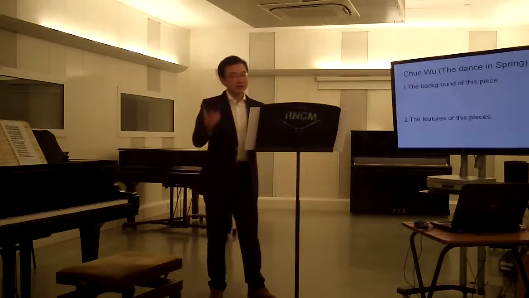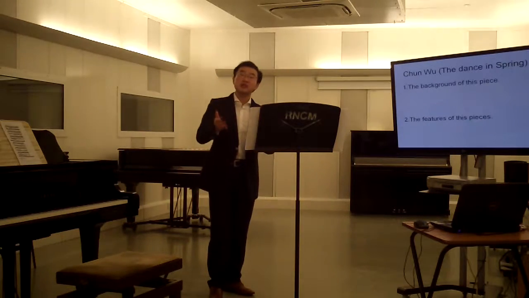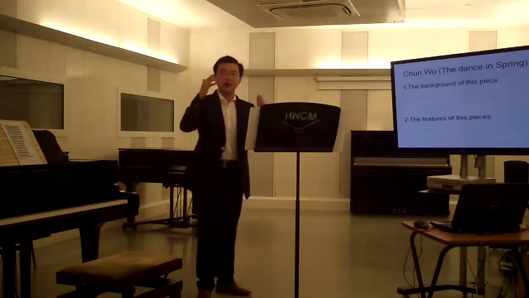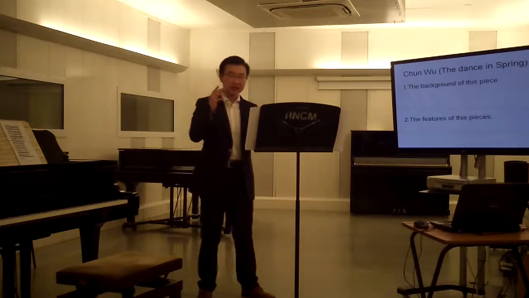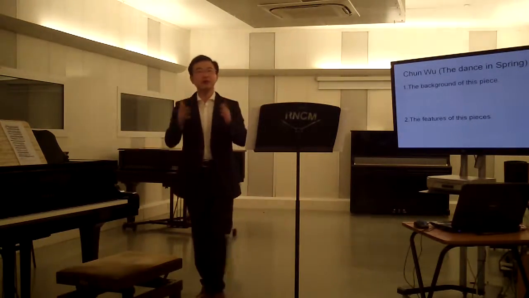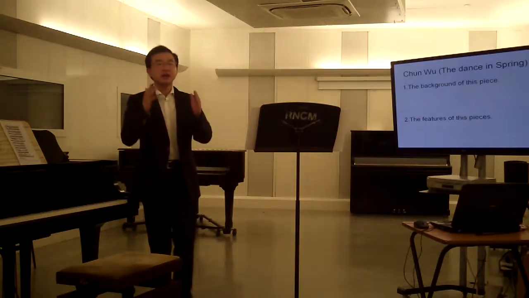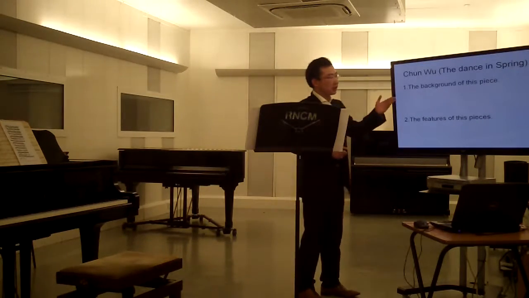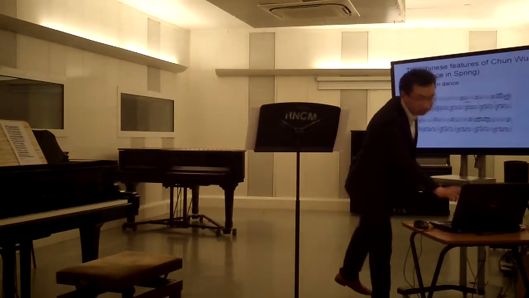Chun Wu is a Uyghur-style music and borrows the Western romantic composition technique. It successfully combines the national and the Western elements. Due to its excellent composition technique and special musical style, it is a very important piece of the Chinese music repertoire. Now let's look at the features of this piece.